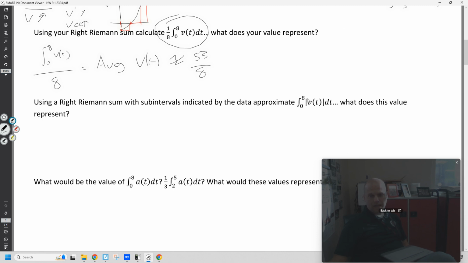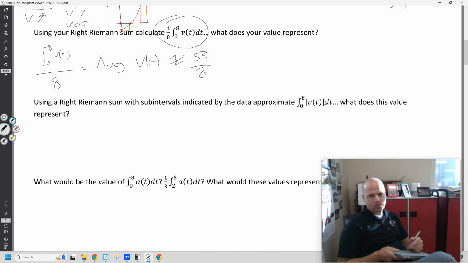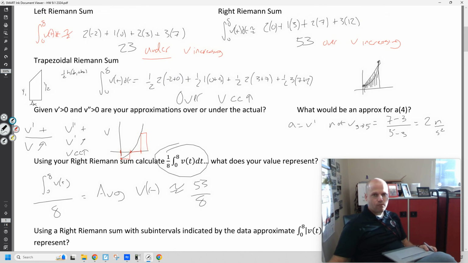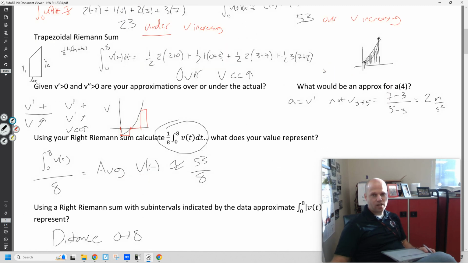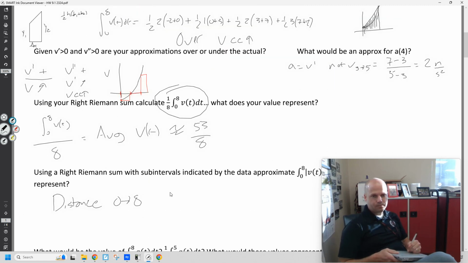What if I'm talking about the absolute value of velocity? Well, this is when we're accumulating all of our positive displacements. This is when I'm accumulating my speed. This is going to be a total distance that the particle traveled from 0 to 8. All that matters for a right Riemann sum is making sure all of your y's are positive. It's not going to change anything. It's still going to be 53.